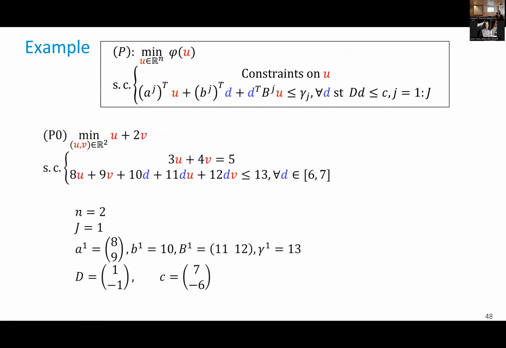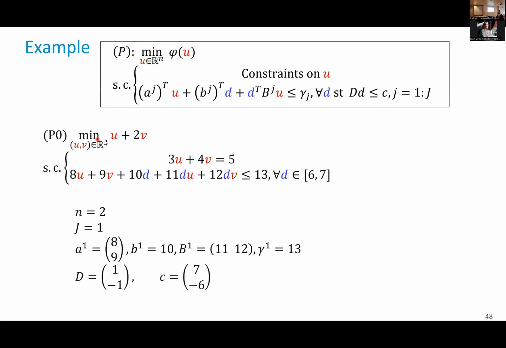I will explain it on an example before giving the general recipe. So here's my simple example. This is my numerical example here. It's very simple. The number of dimensions is so small that I can solve it manually without the theory, but we will see how the theory works.